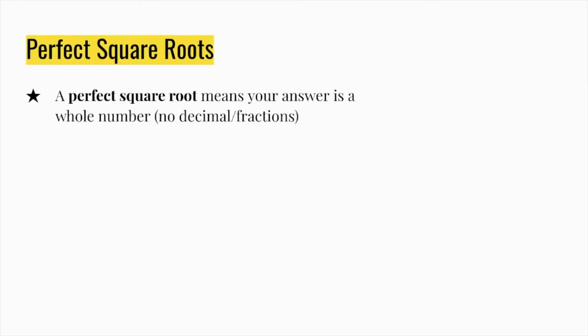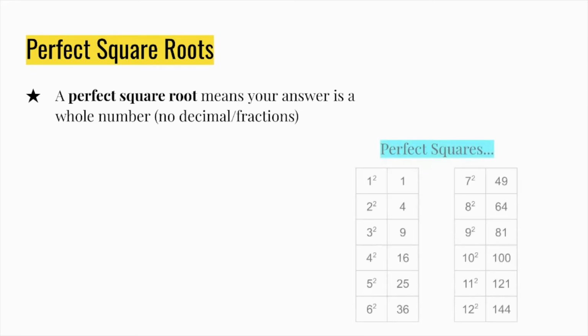Now, a lot of times you'll get answers which we call perfect square roots. That means our answer is a whole number, which means no decimals or no fractions. And here's a list to show your first 12 perfect squares. So for example, 4 squared, 4 times 4 equals 16.